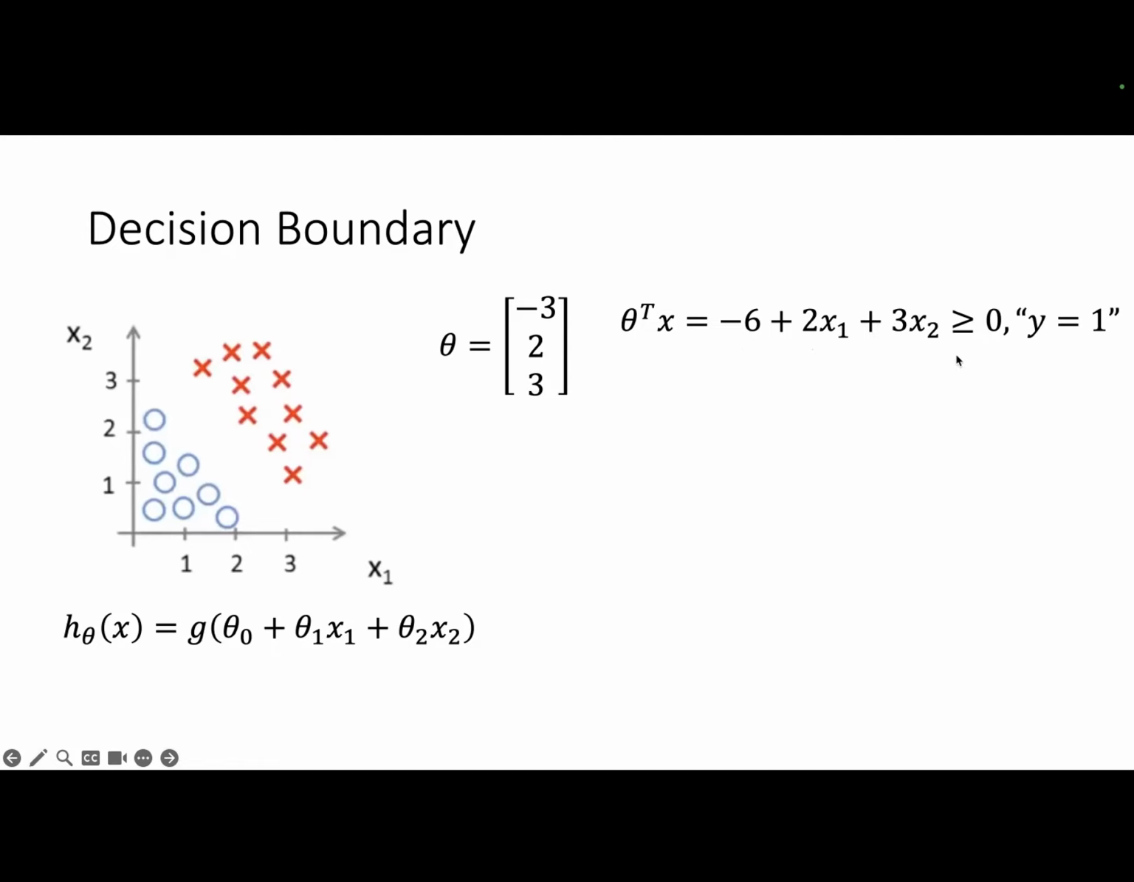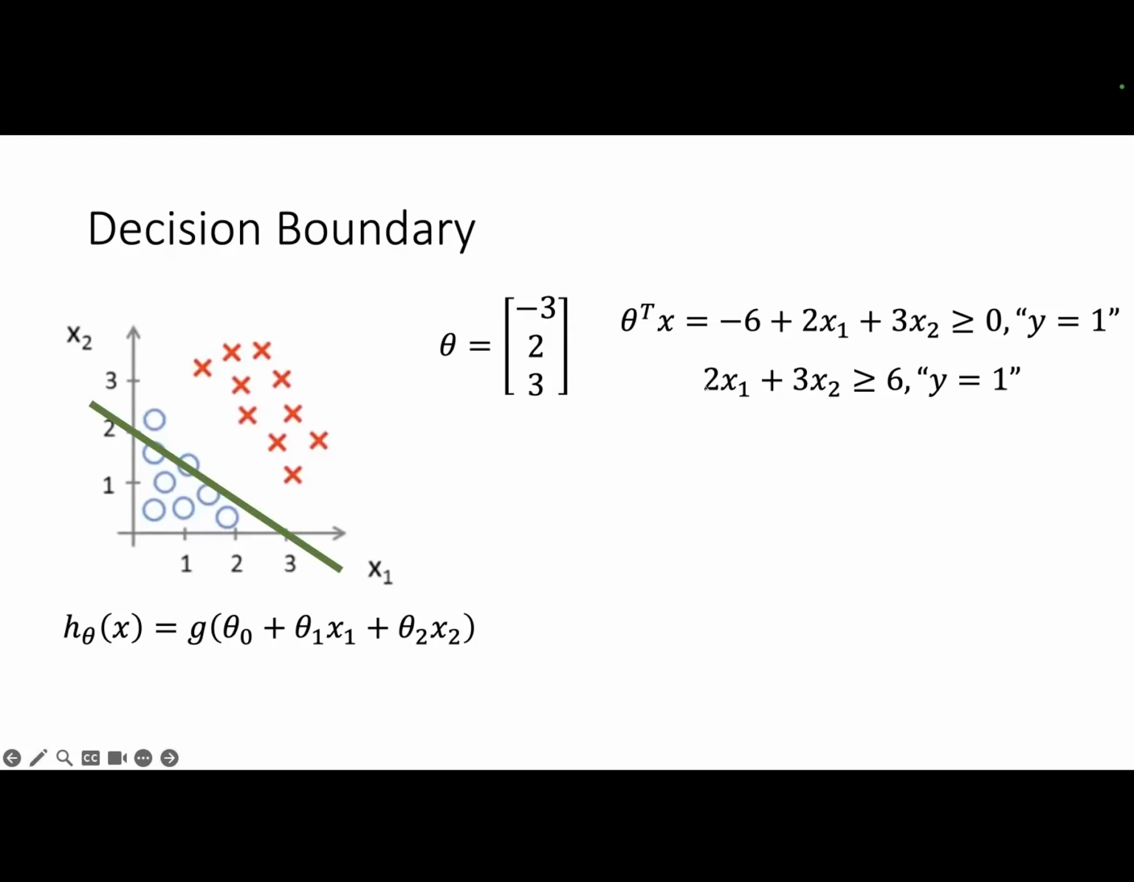Greater than, if this is greater than 0, then all of that is y equals 1. So let's rewrite this equation. 2x sub 1 plus 3x sub 2 is greater than or equal to 6, then y equals 1. So that is our line that we got from this.